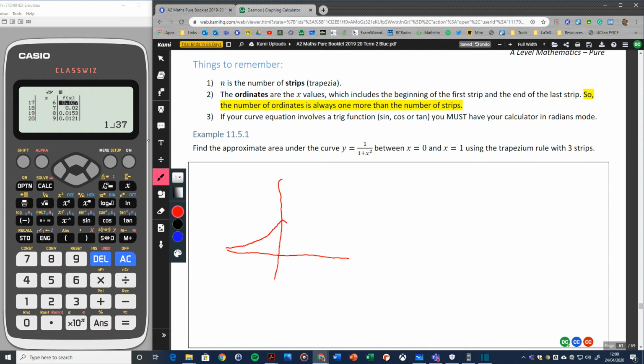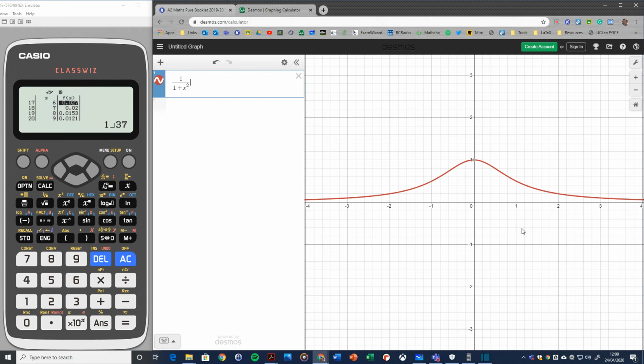So it's going to look something like this, more curved than that. A bit like the normal distribution curve. Here's a nice neat version of this graph, 1 over 1 plus x squared. It's like I said, just like the normal distribution curve. It isn't the normal distribution curve, but it's a similar shape.